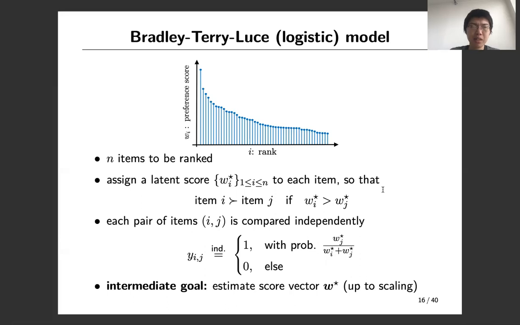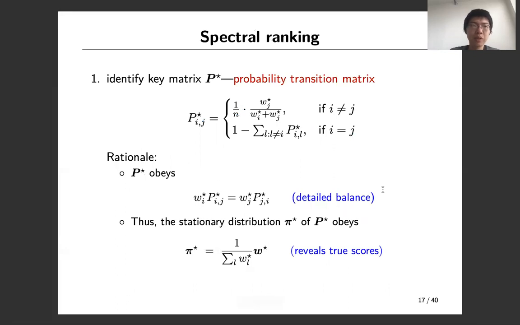So similarly, how shall we apply the spectral method to address this problem? We will follow our general recipe. First, we want to identify a key matrix whose eigenvalue structure, or eigenstructure, will reveal the information we are after. It turns out that here we can construct a probability transition matrix P star, whose off-diagonal entries P star ij are equal to 1 over n times the key probability we just introduced. And for the diagonal entries, we simply set them such that the row sum is equal to 1 for every row. Okay, that makes it a probability transition matrix, or a stochastic matrix.